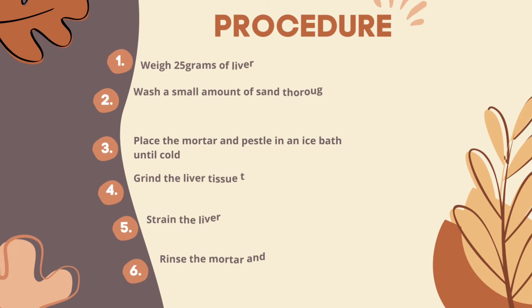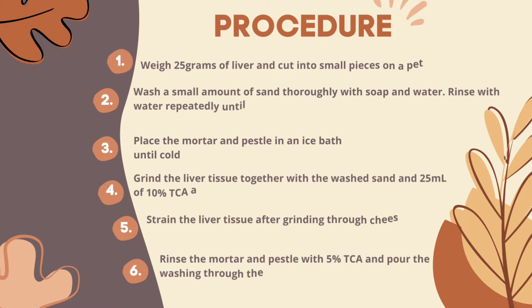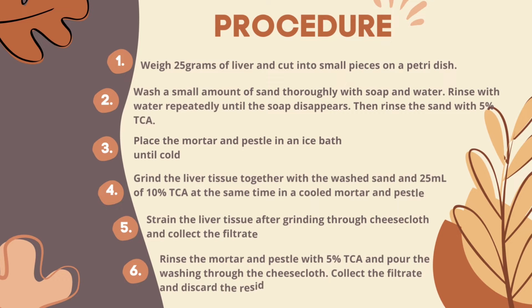For the procedure, Step 1. Weigh 25 grams of liver and cut into small pieces on a petri dish. Step 2. Wash a small amount of sand thoroughly with soap and water. Rinse with water repeatedly until the soap disappears. Then rinse the sand with 5% TCA. Then, place the mortar and pestle in an ice bath until cold. Step 4. Grind the liver tissue together with the washed sand and 25 ml of 10% TCA at the same time in a cold mortar and pestle.